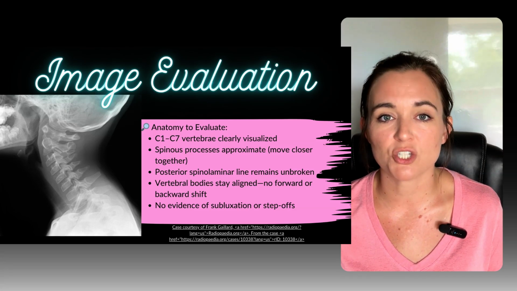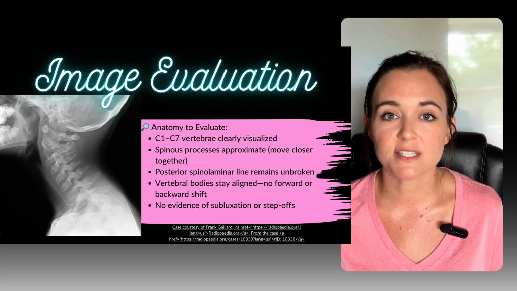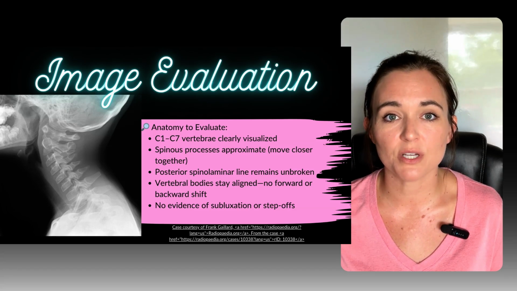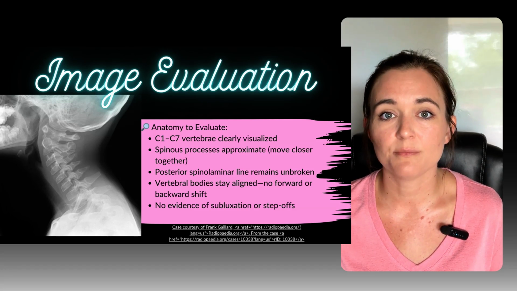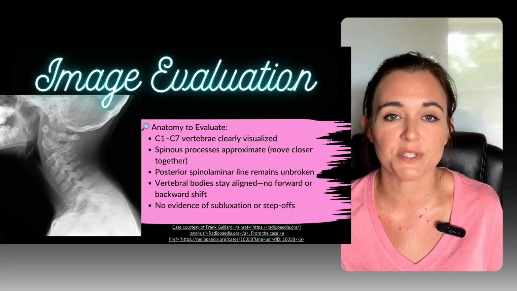What you're really watching for here is something called subluxation or listhesis. That's when a vertebra flips out of place. In extension, you'll sometimes catch things that look normal in neutral position.